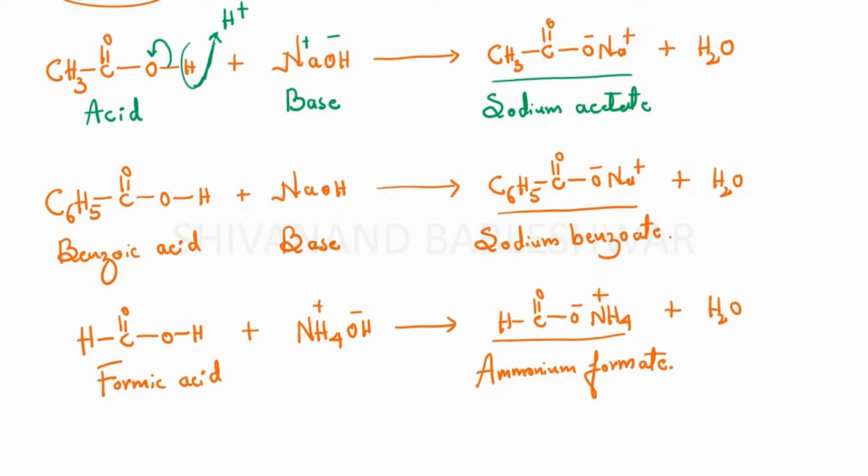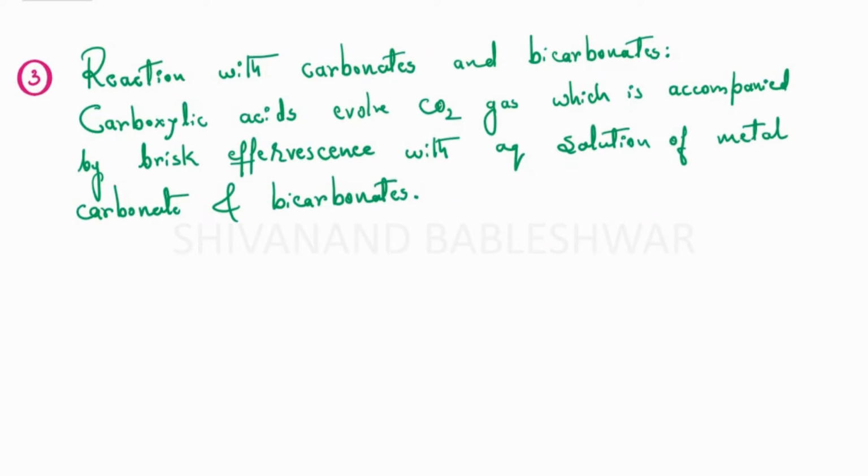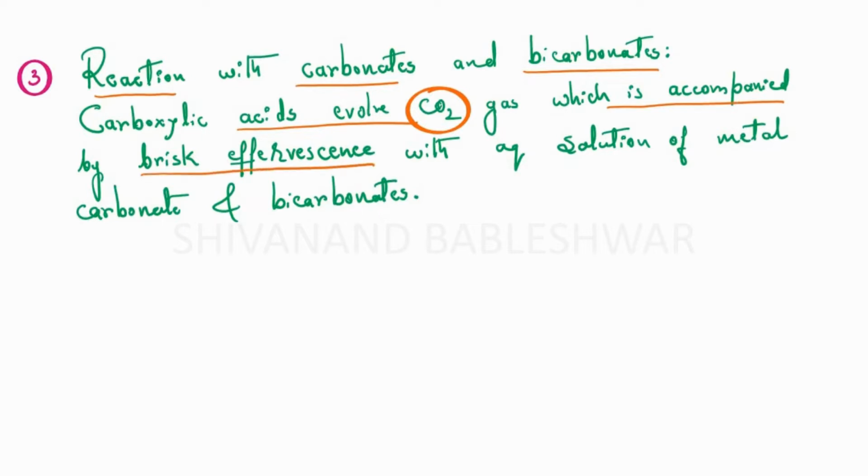Is it clear, students? Now in the third reaction, that is a reaction with carbonates and bicarbonates. That is the reaction of carboxylic acids with the carbonates and bicarbonates. Carboxylic acids are going to evolve carbon dioxide, that is CO2 gas, right? And this evolution of CO2 is accompanied by brisk effervescence. Brisk effervescence means we can see in a test tube when we take carboxylic acid, and when we treat it with the aqueous solution of metal carbonates, we can see the bubbles rising.